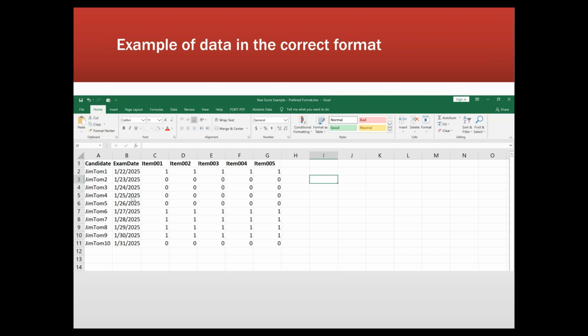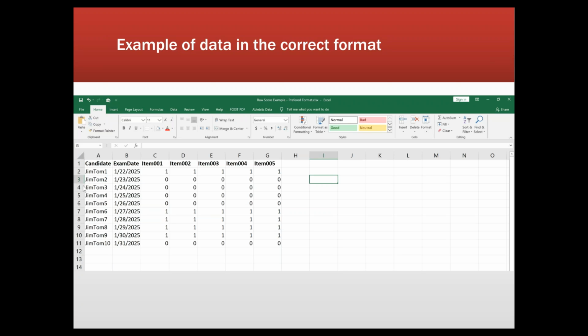There's several reasons to do that. I don't want to get into it on this webinar. It's just important that we know who took the exam and when they took the exam. And then next to that, you're going to see these ones and zeros.